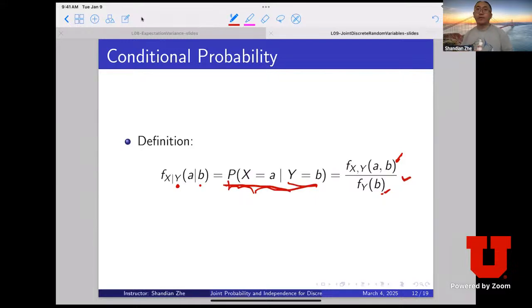Okay. So let's continue. We just defined the conditional probability. It's just a ratio. You normalize the joint density by one marginal density, and you get the conditional probability. This kind of formula is nothing else, it's just the definition, and we'll need to use this formula to calculate a lot of things. That's why we need to practice.